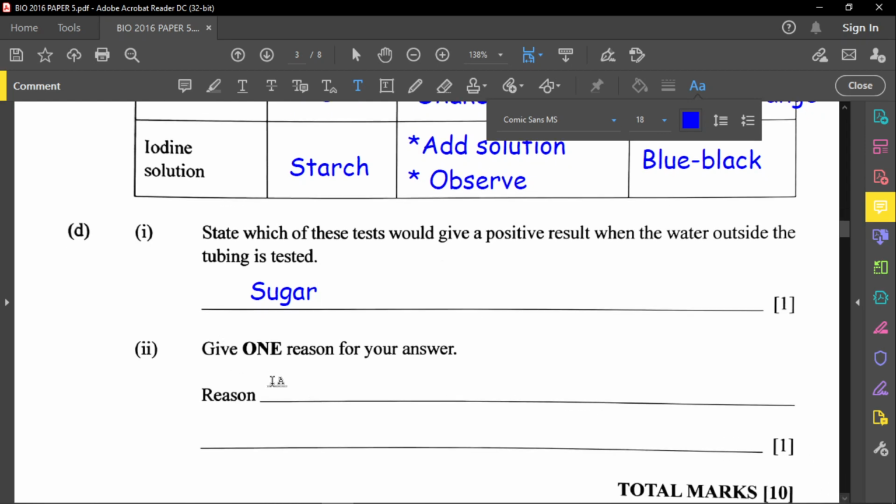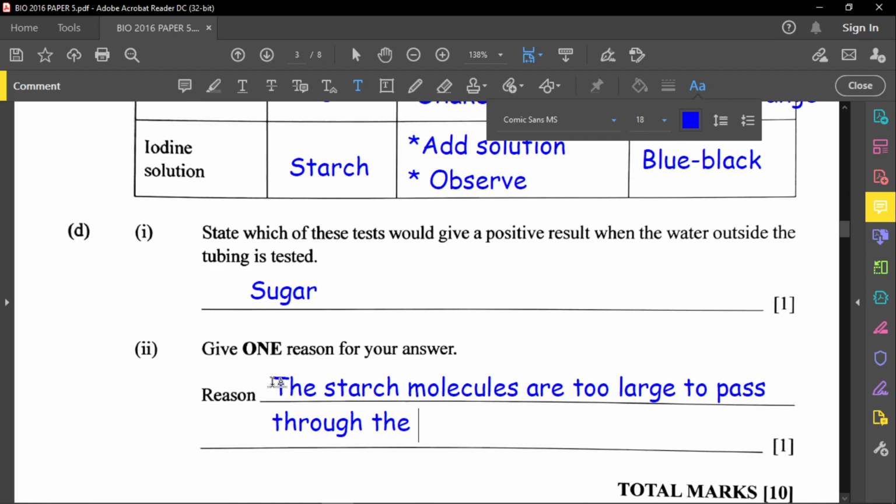And so you will not see starch in the water because the starch molecules are too large to pass through the tubing. All right, so only the sugar you'll be able to see, because again the sugar molecules are smaller than starch molecules, because remember that starch is a complex sugar, which is a polysaccharide.